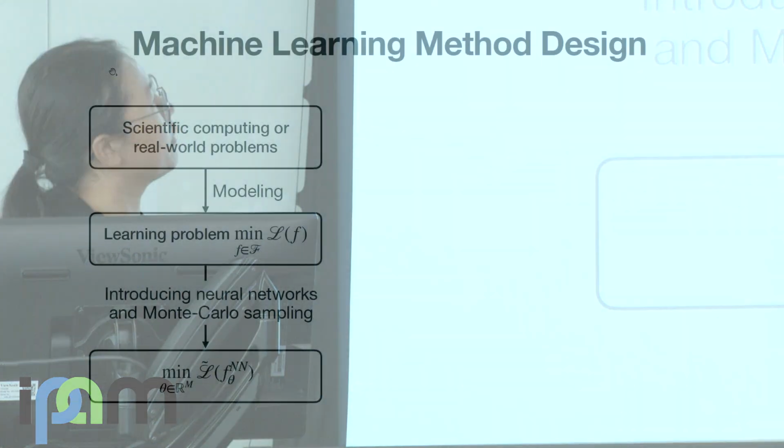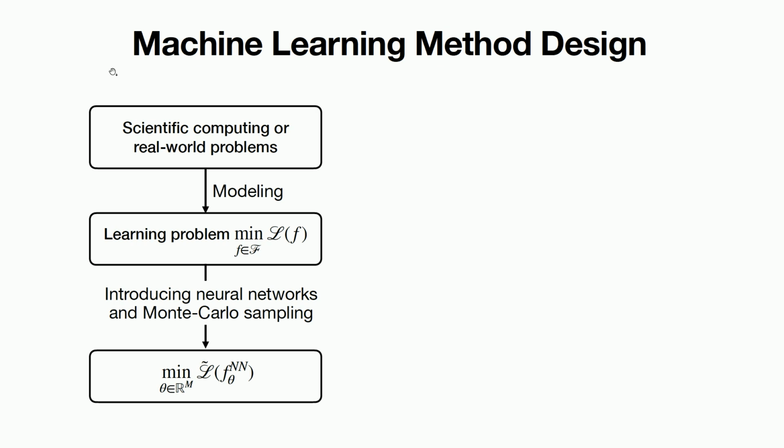Okay, so let me talk about my motivation from machine learning. Some broad view about how to do the method design in machine learning. So we start from scientific computing or a real-world problem. When you are given such a problem, firstly, we do the modeling. We get a learning problem or an optimization problem. This is more at an abstract level. There is no neural network here at this stage of modeling.